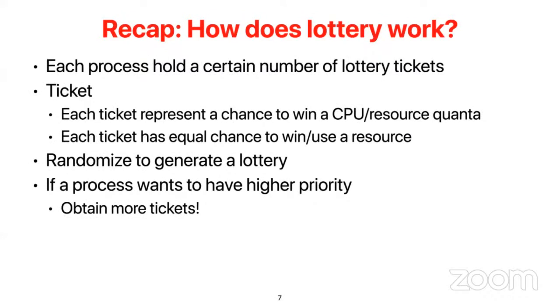And a more important or higher priority program will get more tickets, meaning that they will have more chance to win the CPU resource. And every time we just randomly generate a lottery ticket to see who would get the share of the processor. So these are the two mechanisms that we talked about in the last lecture.